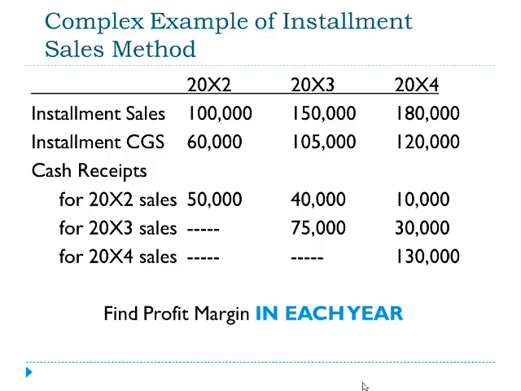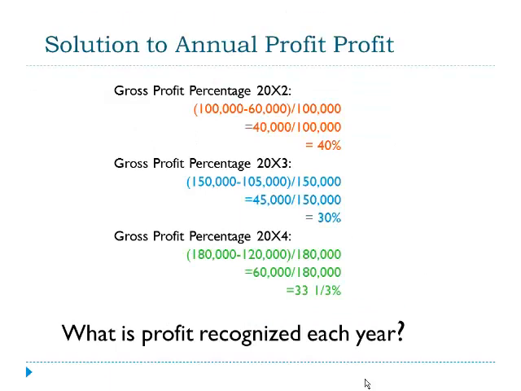If we look at the 2004 sales of $180,000 and then under cash receipts for 2004 sales, we see that there's $130,000 in cash that came in during 2004, and the remaining $50,000 is going to come in 2005 and 2006. To begin this method, we start by calculating the profit margin percentage for each year's sales.